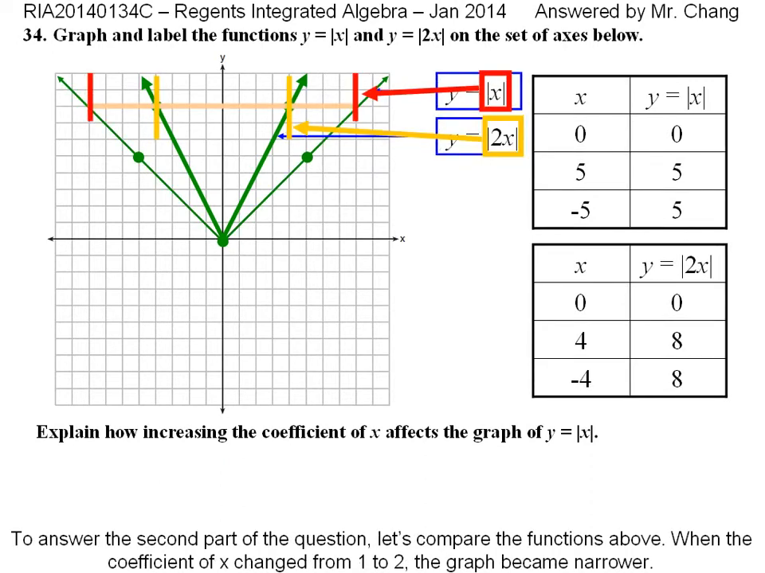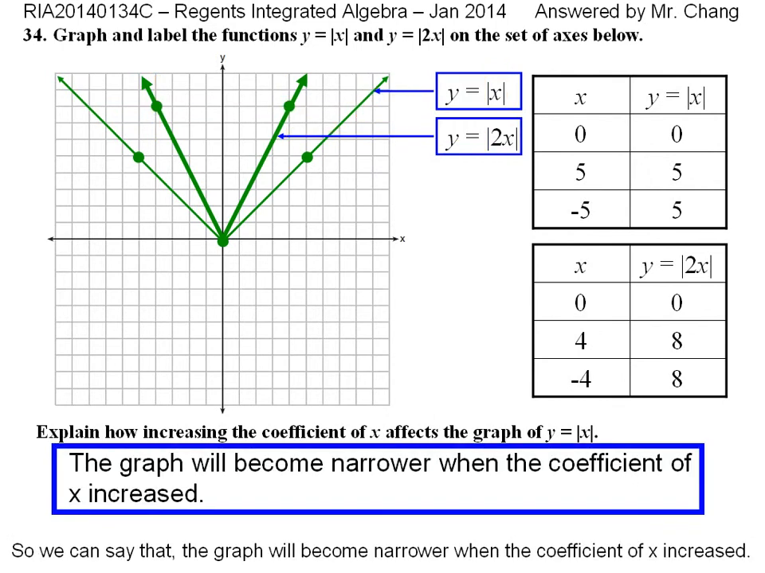To answer the second part of the question, let's compare the functions above. When the coefficient of x changed from 1 to 2, the graph became narrower. So we can say that the graph will become narrower when the coefficient of x increases.